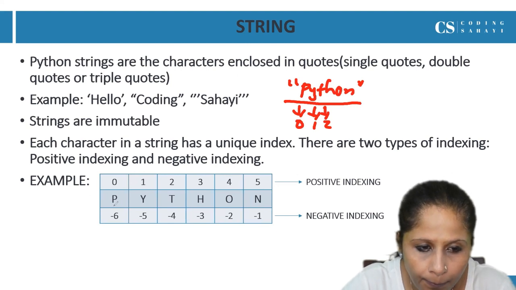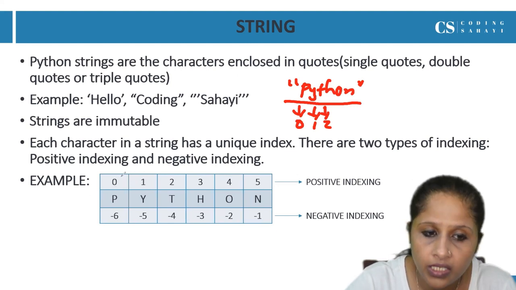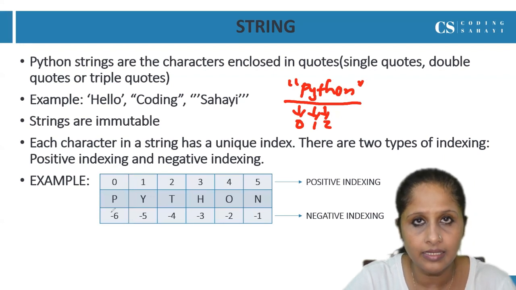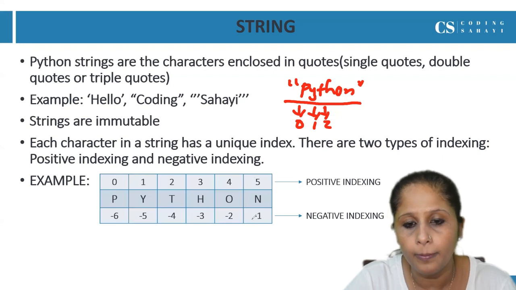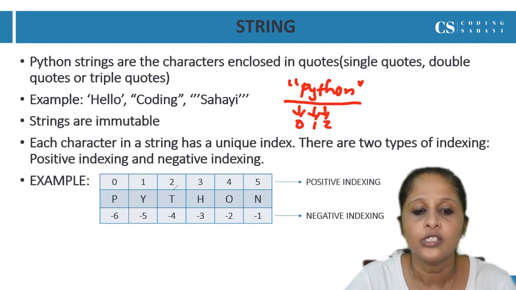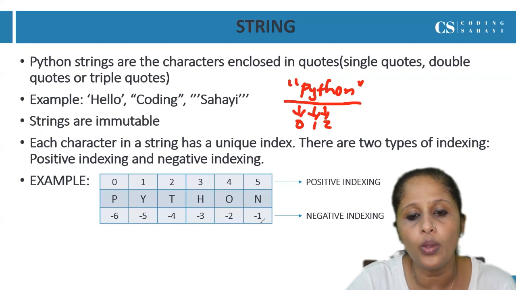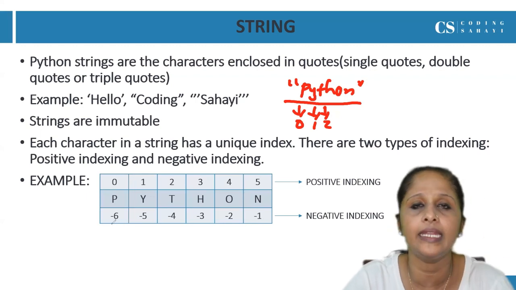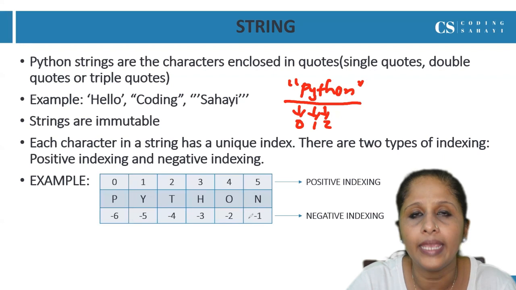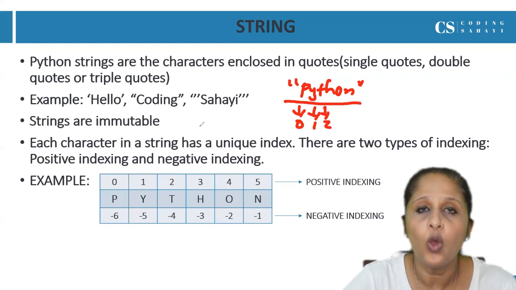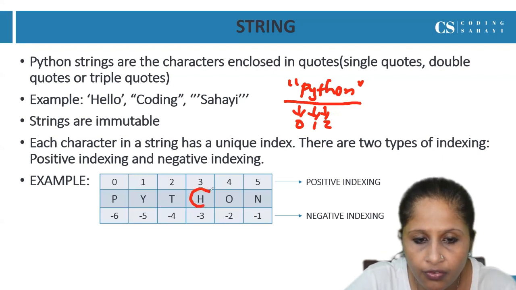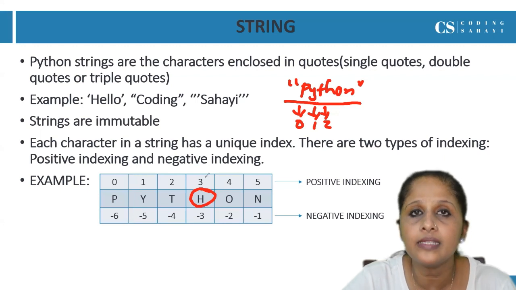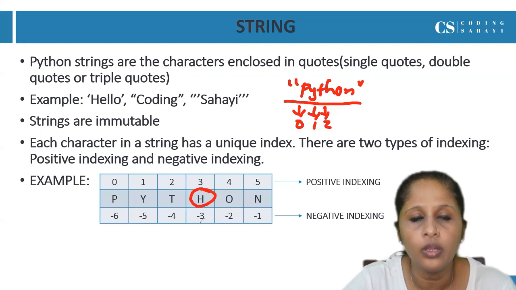Here you can see P has two indexes. Positive index is 0 and negative index is -6. Same way for N, positive index is 5 but negative index is -1. So positive indexing always starts with 0 and negative indexing, negative n is the start value. For the last character it is -1. If you want to access a character inside a string, then we can use this indexing. This H, if you want to access, we can access it using the index 3 or -3.